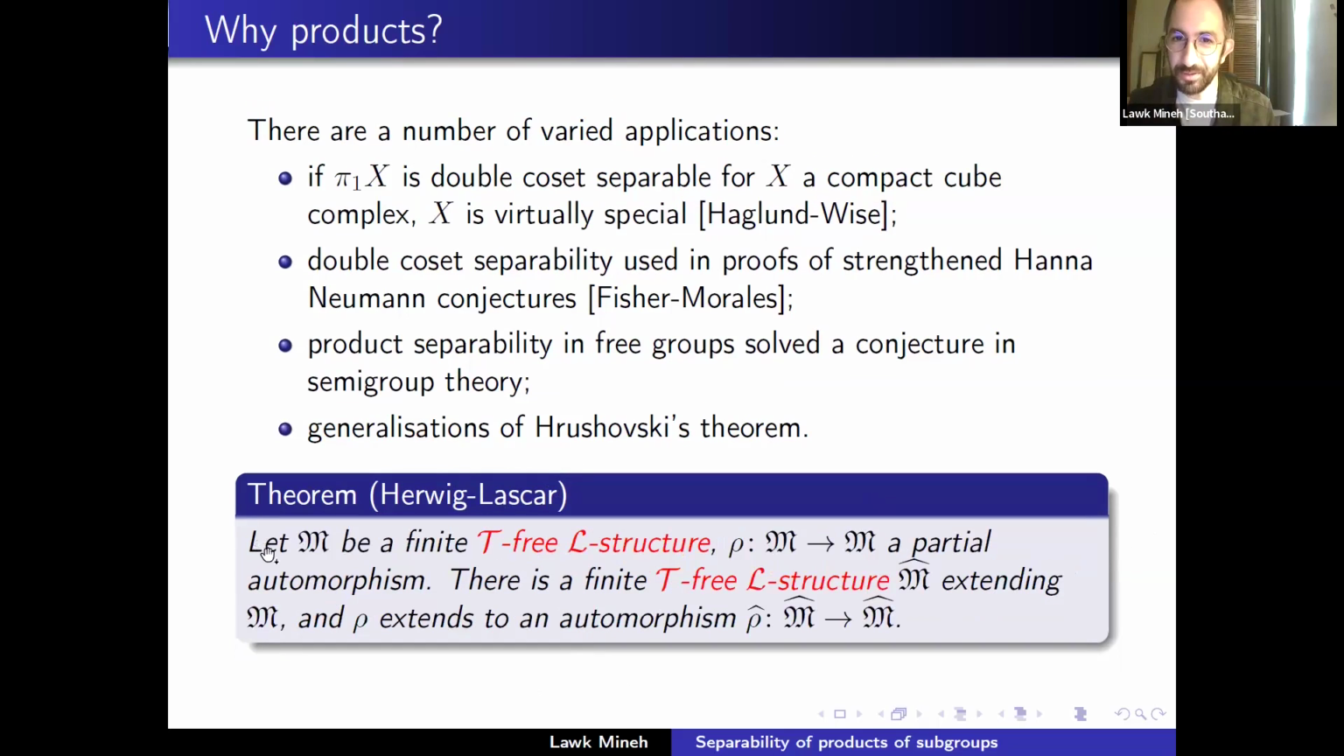So they prove this extension of partial automorphisms property in a very model theoretic setting. So they show that using product separability, if you've got some finite L structure, okay, L is some finite relational language, so just some symbols and some operations and relations on those. And okay, so you've got T free here, so T is some collection of L structures as well, and you're saying that M doesn't represent these very faithfully in a sense. I won't talk about that.